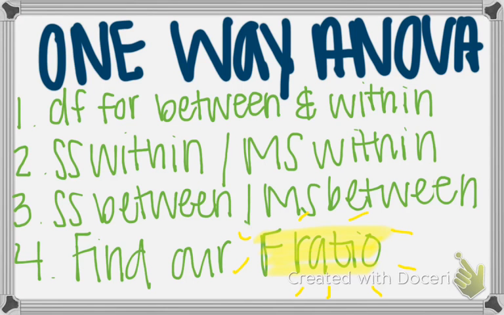So with one-way ANOVA, that is what we're doing for this problem. I broke it down to show exactly what we'll be starting with and what we will be ending with. For number 1, we're going to find the degrees of freedom for the between and within treatments. Number 2, we're going to find the sum of squares for within and the mean square for within. And number 3, sum of squares for between and mean square for between. And finally, number 4, find our F ratio.